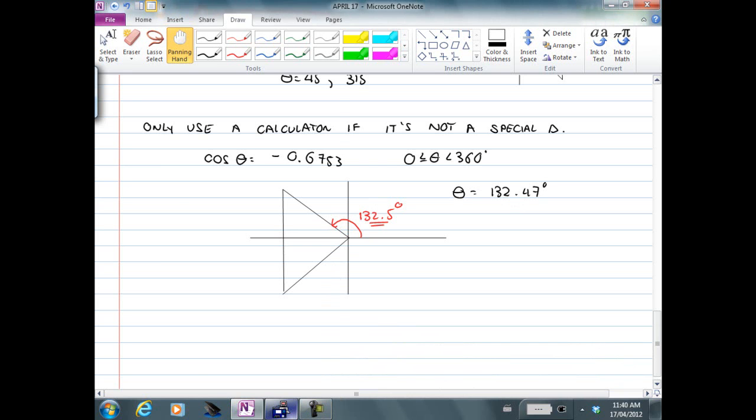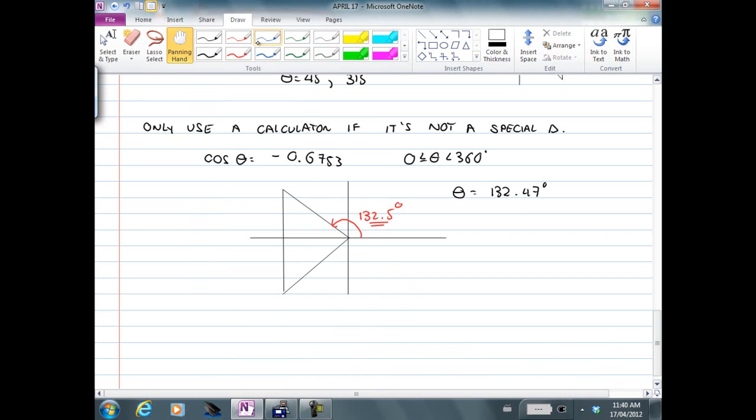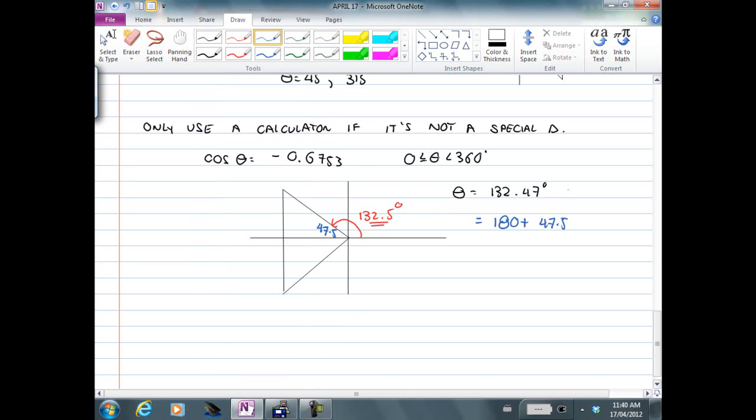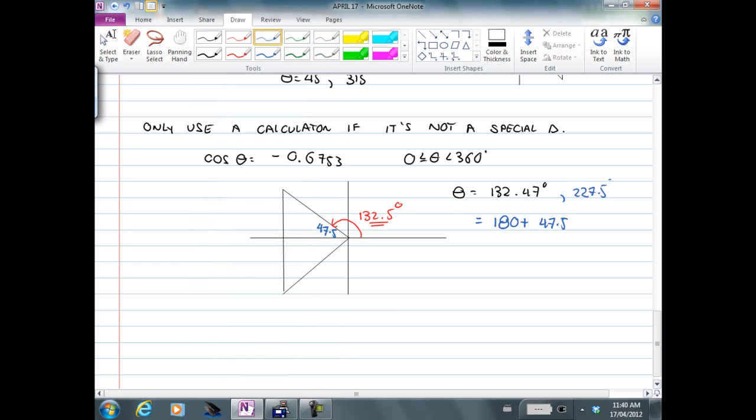So to figure out the reference angle, I go 180 minus 132.5, which is 47.5. So this little angle is 47.5. Now, to get theta 2, I go 180 plus 47.5, and you just punch in your calculator, plus 180. You should have two answers. One is 132.5. The other one is 227.5. Voila. That is how to use a calculator. We draw it in and we just look for it.